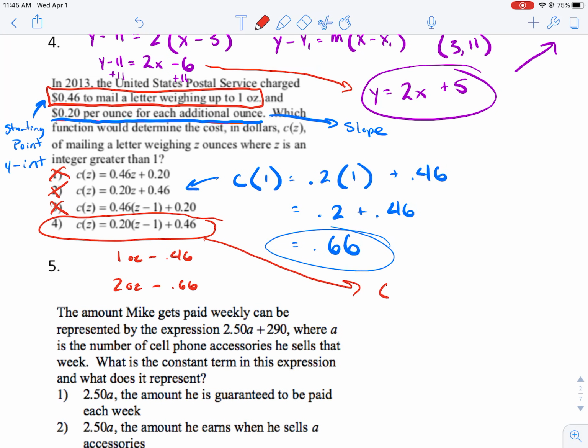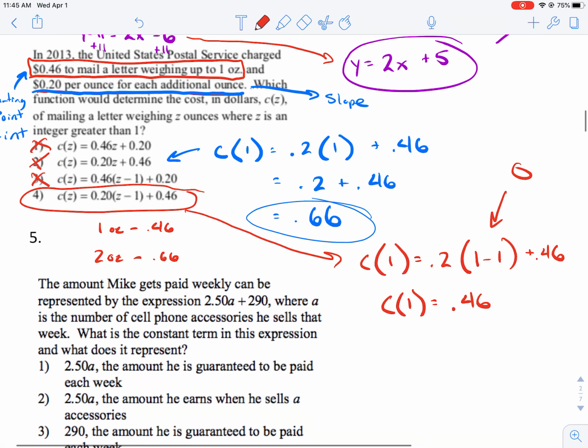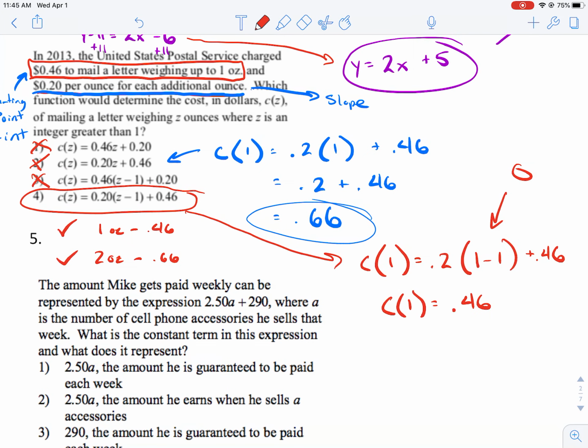And so maybe let me erase some of that stuff so you can actually see. All right. Let's take a look at this one. If we plug a 1 into this one, we get 0.2 times, now anywhere you see a z, you're going to put a 1 minus 1, plus 0.46. Now 1 minus 1 is 0, and anything times 0 is just 0, so at 1 ounce, we're getting charged 46 cents. All right, so that one checks out.